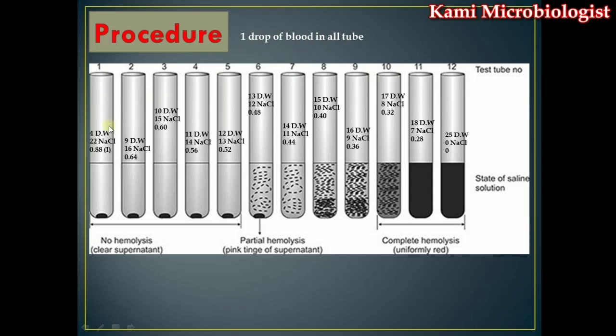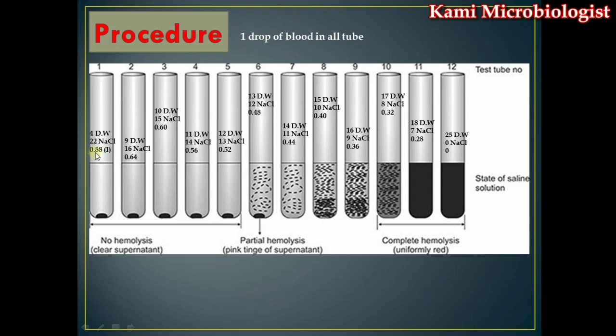In the first tube, we add 4 drops of the distilled water. Then in the second tube, we add 9 drops of the distilled water. In the third tube, we add 10, and then in the fourth and fifth, we are increasing the distilled water drop by drop, as you can see. In the final 12th tube, we add 25 drops of the distilled water. Similarly, for the 1% NaCl solution, we add 22 drops of 1% NaCl solution.